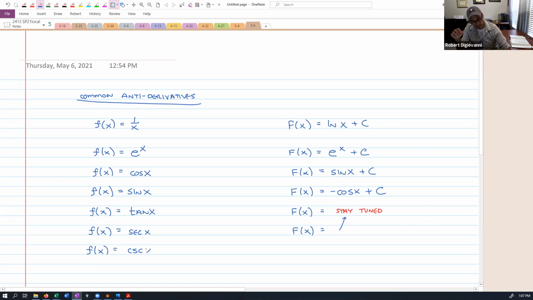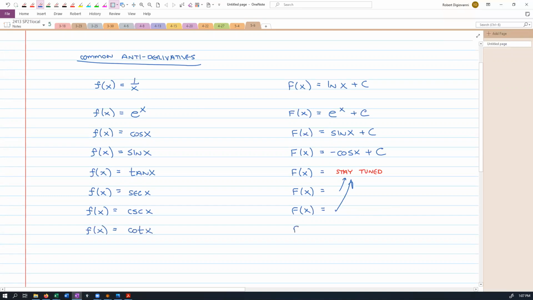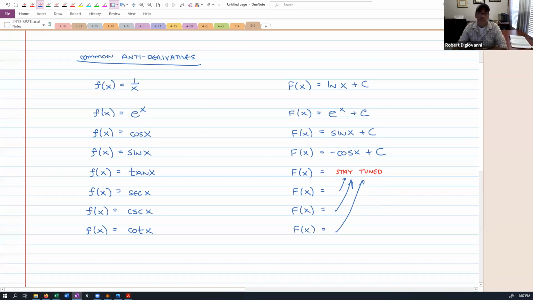Cosecant. Guess what? We don't know. Stay tuned. All right. What's the last of the 6 trig functions? Cotangent? Don't know. Okay. You're just going to have to wait a little bit.